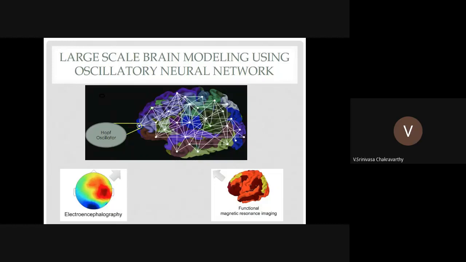We want to do a similar exercise, but using our network of oscillators, where we model the brain as a huge network of Hopf oscillators and use our power coupling and all the learning equations that I mentioned, and then try to model EEG data or fMRI data. This is what we are aiming for over the next year or so.